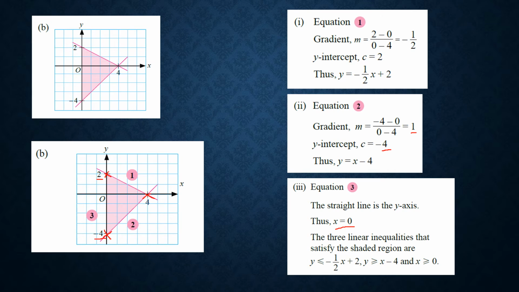So the 3 linear inequalities that satisfy the region: for the first line, it is going down, so it becomes less than or equal because it is a continuous line: y less than or equal to negative half x plus 2. Then the second one, going up: y greater than or equal to x minus 4. Then the third line is going to the right, so x greater than or equal to 0. This is the line x equals 0.